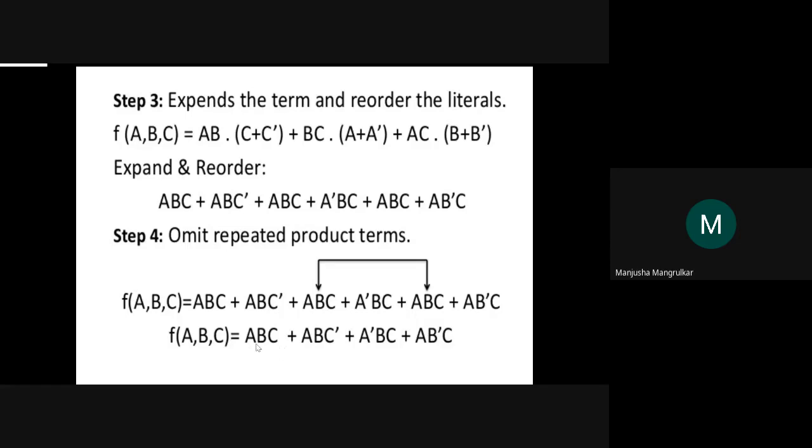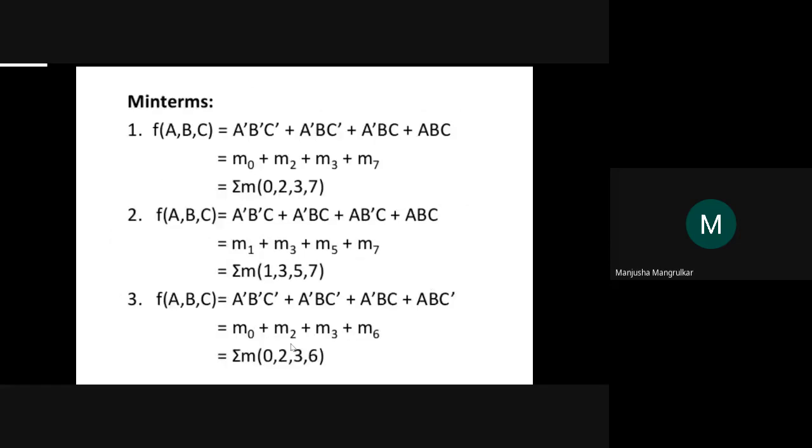ABC means all 1, 1 1 1. See this function, A complement B complement C complement, that means M0, the 0 state. A complement B C complement means 0 1 0, that means M2. 0 1 1 means 3, M3. And ABC means 1 1 1, which is 7, right? This binary number you should know by heart, how it comes for all three 1 1 1. So you should know that it is a 7.